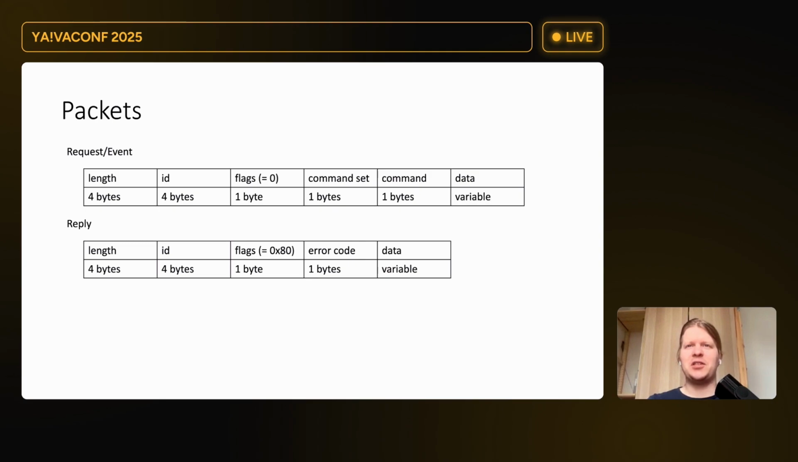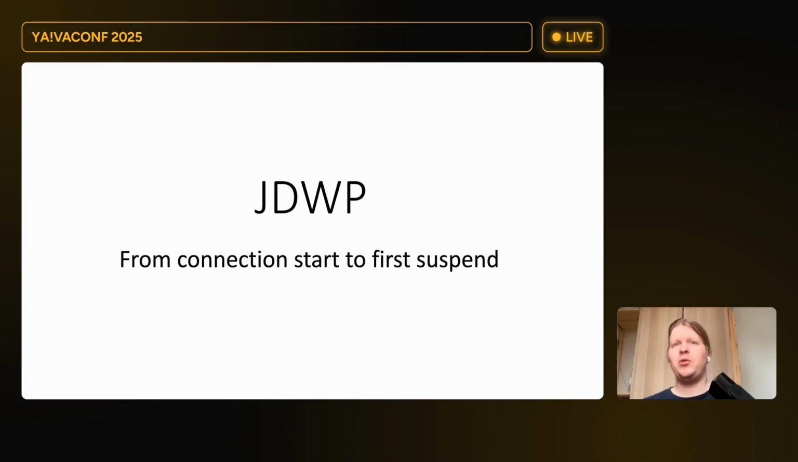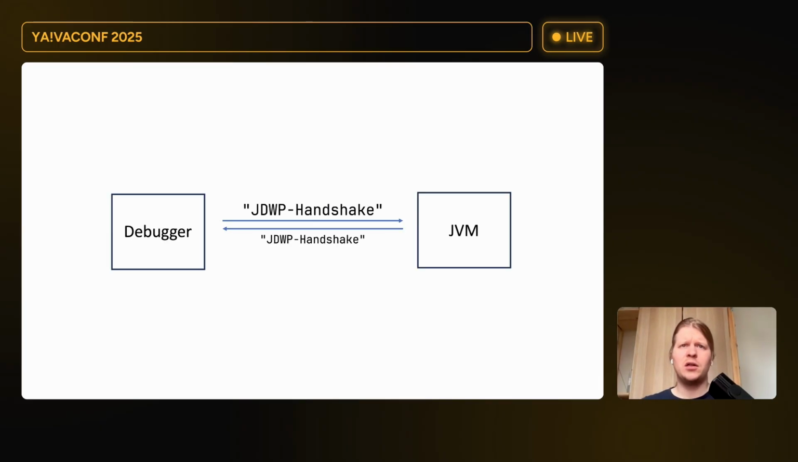But you essentially have requests and then you have replies with some data. And the problem with this protocol is that you need to essentially listen to the whole communication to get the next packet. So you can't just drop in and listen. It would be garbage. But anyway, now let's see how a JDWP connection goes from the connection start to the first suspend. So in the beginning, you have the debugger and it needs to know, hey, is this port that I'm talking to really a JVM?